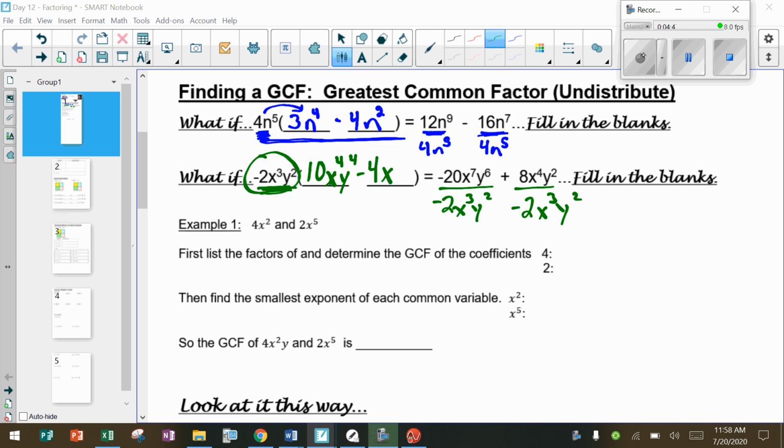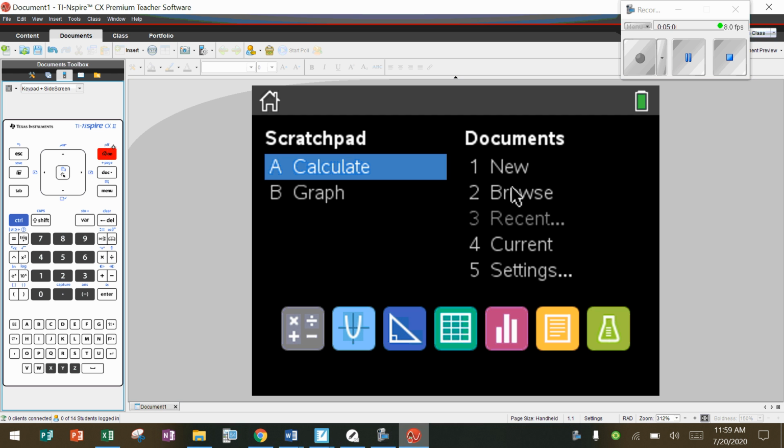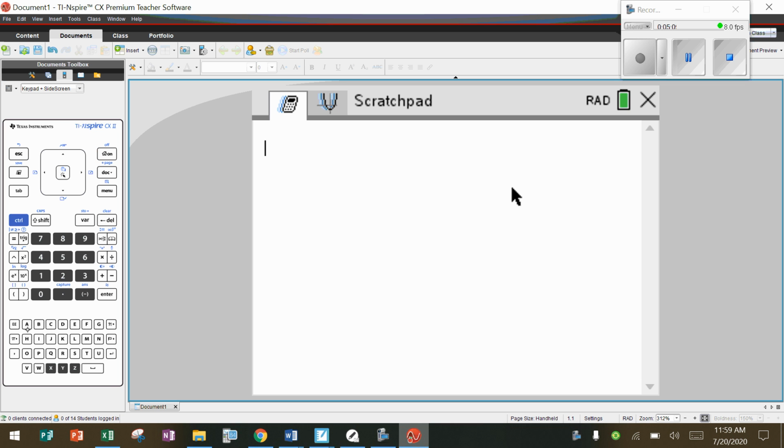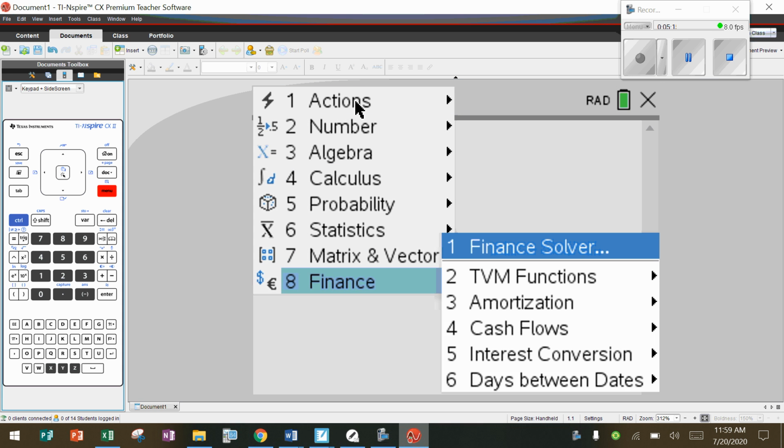So we can use the calculator to help us with this. Now, depending on which version of the calculator you have would make it a little bit different with the buttons you push. But I have my Inspire here, and I just go to my regular calculator screen. Remember, if you hit the home button, the on button, then you can hit A, and that'll get you to your regular calculator screen. So the menu button will give us a list of options, and we want actions.